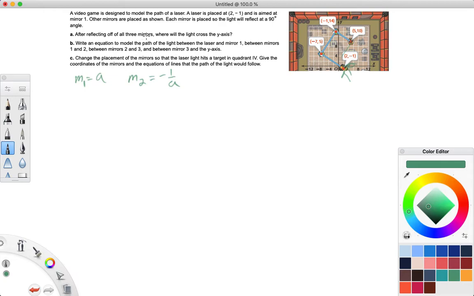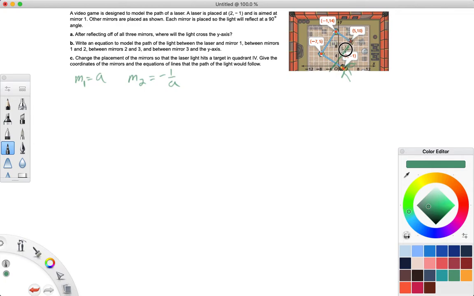After reflecting off all three mirrors, so it reflects here, that's 1, 2, 3, where is this laser right here going to cross the y-axis? It already crossed right here. Where is it going to cross going this way? I'm guessing to an extent what they want for this problem, but what we figure out will be valid. It just may not be the answer they're looking for. So it bounces off mirror 1, mirror 2, mirror 3, and goes through here at a 90-degree angle. What would be the y-intercept?